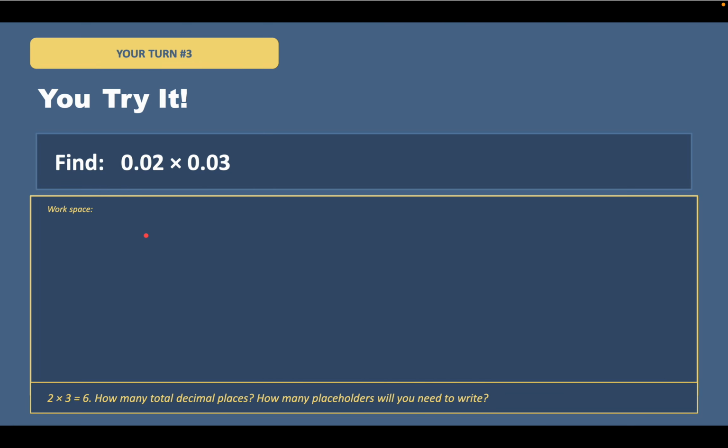And last one. Again, go ahead and solve this real quick. Put your answer in the quiz below, and then we'll check your answer.